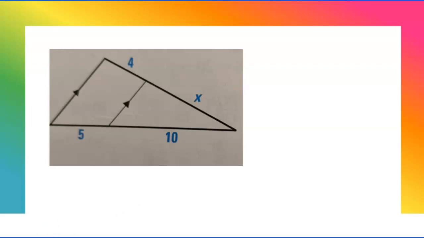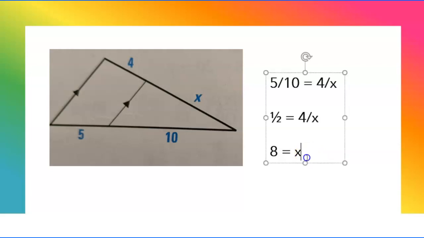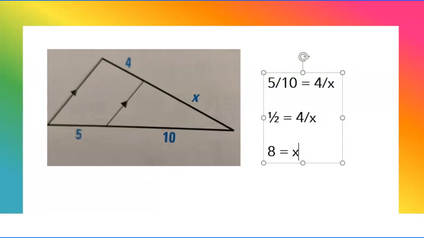All right, so to explain this to you, let's take a look at the next slide. And I'm going to write my proportions. So I've written 5 over 10 equals 4 over x. Then I can reduce the 5 over 10 to 1/2 equals 4 over x. And then I would do the cross multiplying. So the 2 would multiply against the 4, which would be 8, and the 1 against the x. And you are left with 8 equals x, or x equals 8. So that one's pretty easy. Let's take a look at the next one.